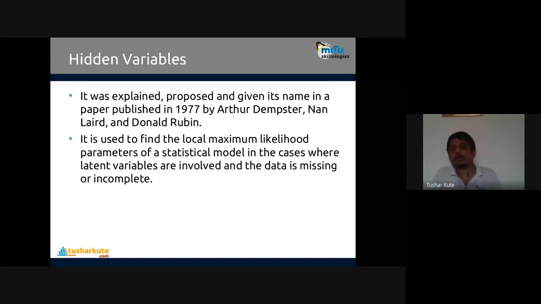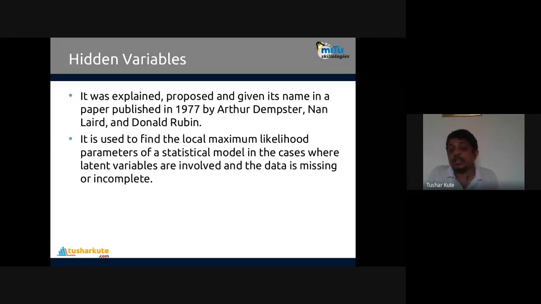It was explained and given its name in a paper published in 1977 by Arthur Dempster, Nan Laird and Donald Rubin. So in 1977, almost 50 years ago, it was proposed, and it is used to find the local maximum likelihood parameters of a statistical model. As I told you, we talked about maximum likelihood. If you increase the maximum likelihood, the probability will improve for the case. So maximum likelihood can be identified with the help of the expectation maximization algorithm.